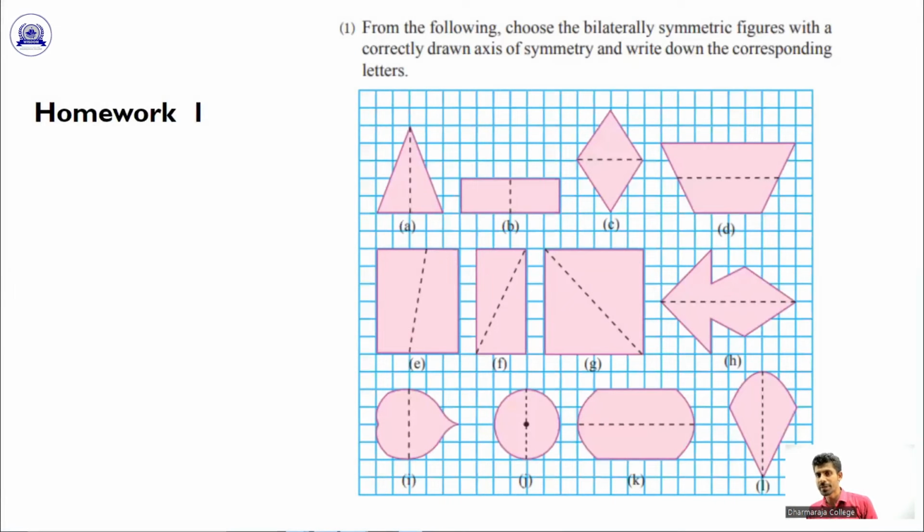Right. Look at this one. Now I will give you very simple activities, right? Homework 1, there are 4 activities. From the following, choose the bilaterally symmetric plane figures with the correctly drawn axis of symmetry and write down the corresponding letters. That means you need to choose what are the bilateral symmetric plane figures. Now look at figure A. Yes, by folding along this axis, you can get equally 2 parts. That means bilateral symmetric plane figure, right? So you can take that one as the A.